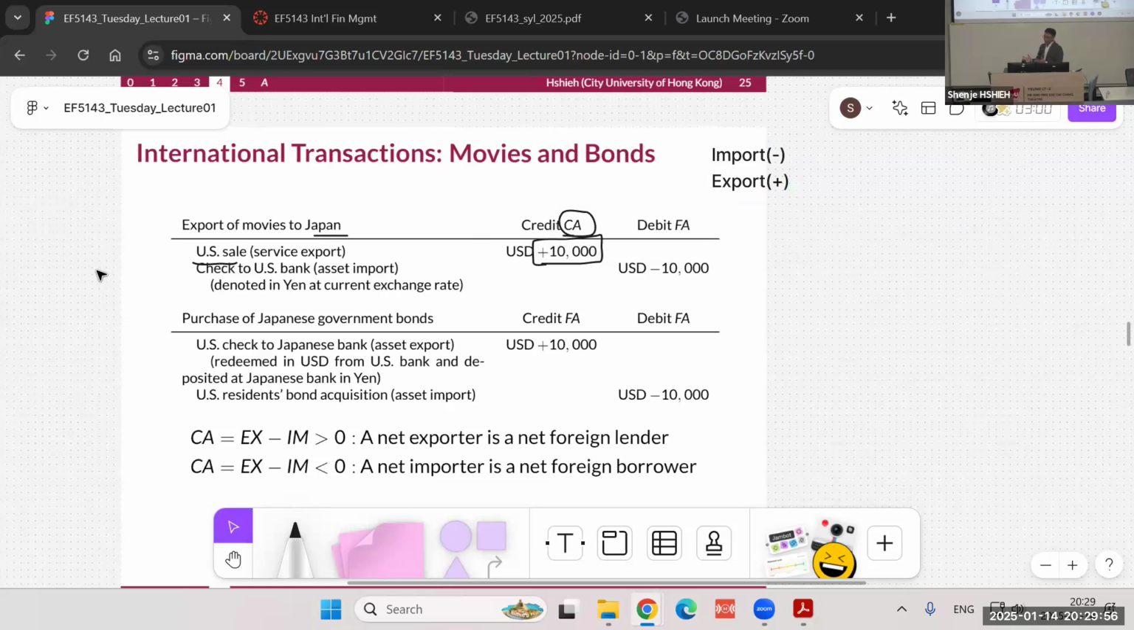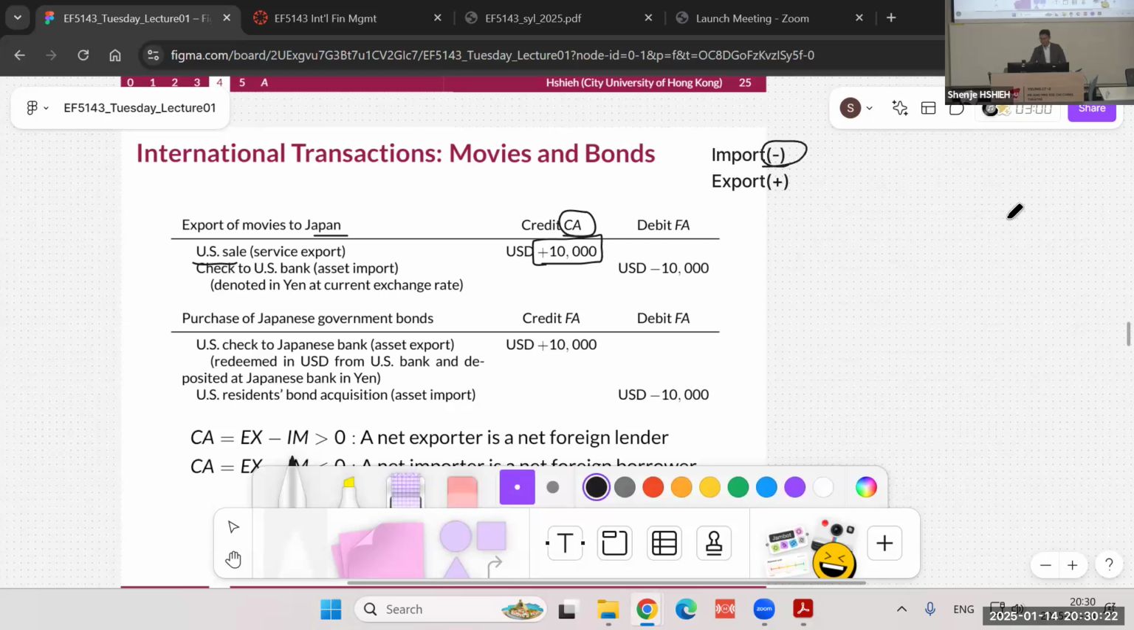So if the US decides to export $10 million worth of movies to Japan, that's a credit to the current account of 10 million. Okay. Japan will pay for it using their own currency, which will be converted once it gets deposited in a US bank. Because it's an import of a foreign currency, it's going to be a minus. It's a debit. But it's not going to go into our current account because it's a financial asset. It's going to go into our financial account. So it's a minus 10 million.